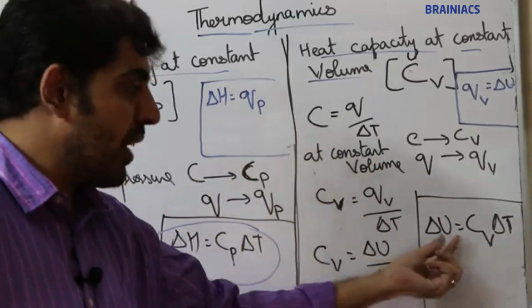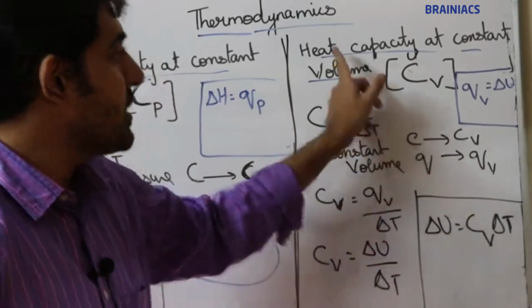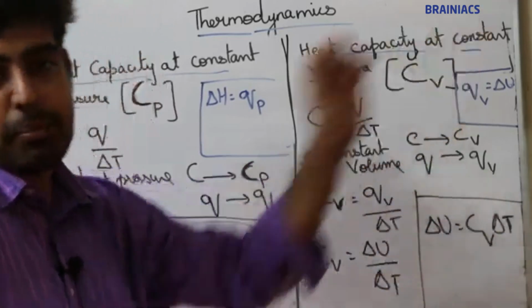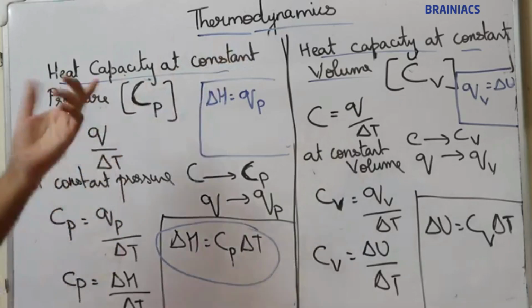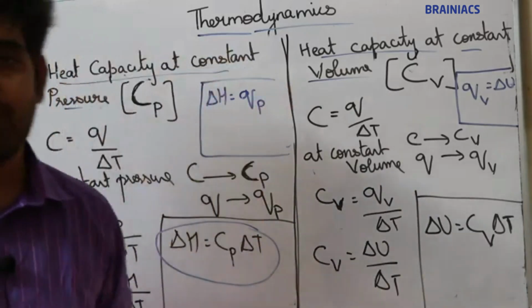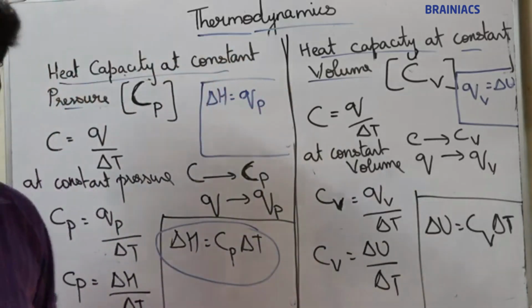Change in internal energy is equal to heat capacity at constant volume into change in temperature. I think it's clear. CP and CV, heat capacity at constant pressure and heat capacity at constant volume. I think it's clear. Moving on to next topic.